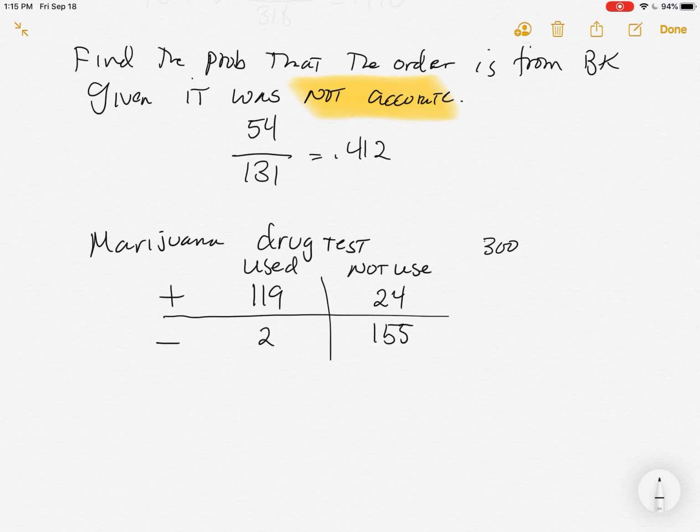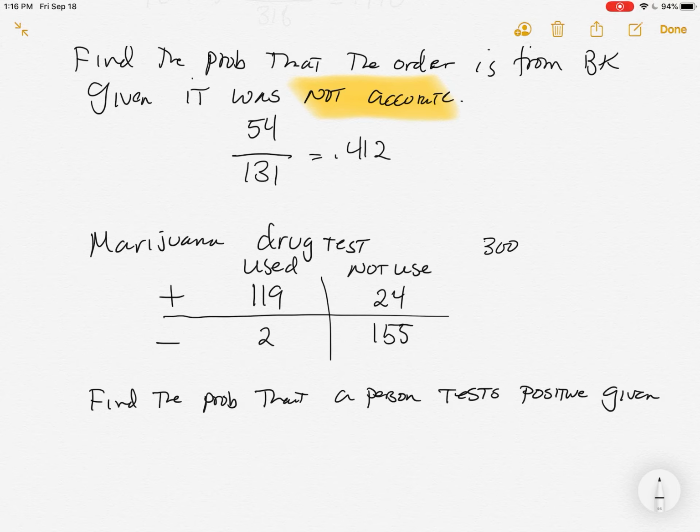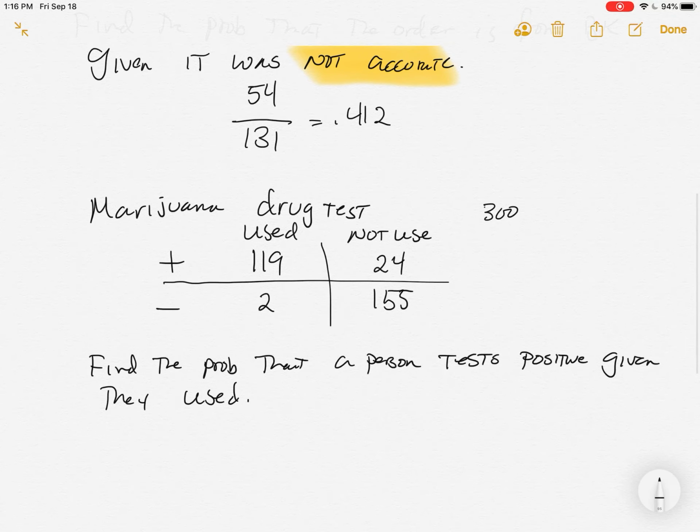So look at this. This is how they would find the percent accuracy of the test. They would say this: find the probability that a person tests positive given they used. So that's what the test is designed to do. It is designed to test positive if somebody used. And so let's see how accurate that is. The probability that somebody tests positive given that they used would look like this in symbols. And I'm just using the symbols in case they do in the homework.